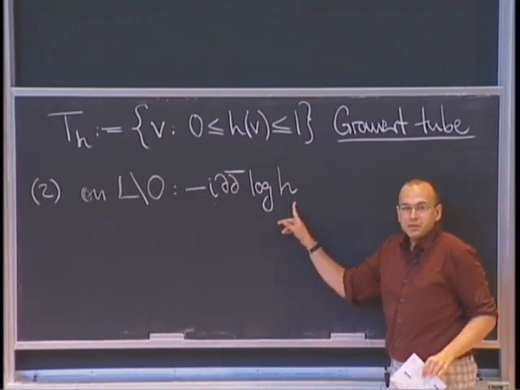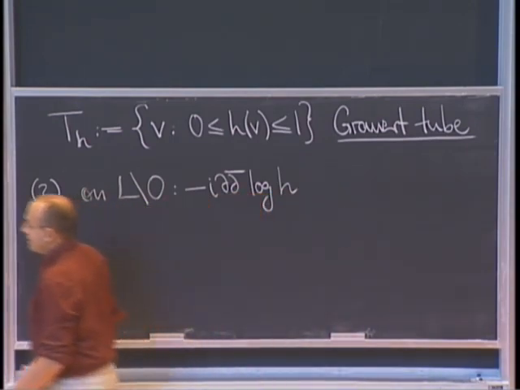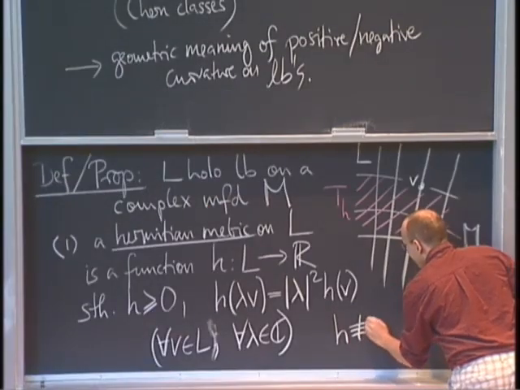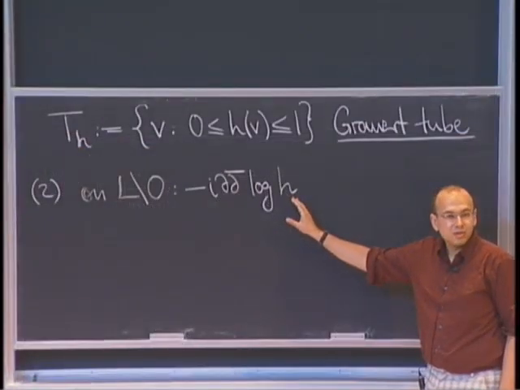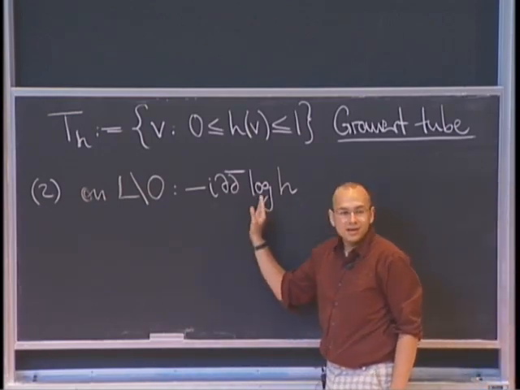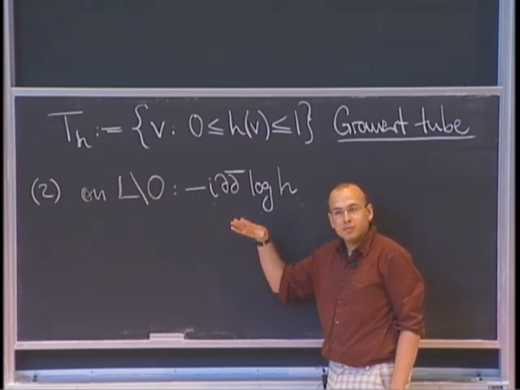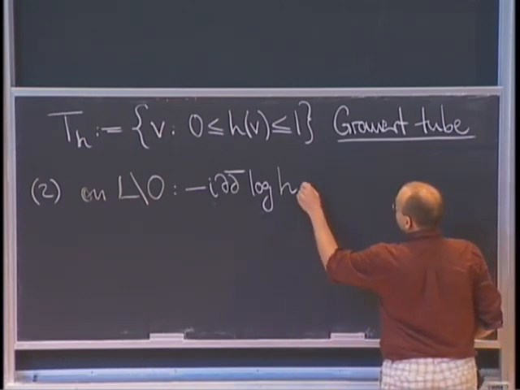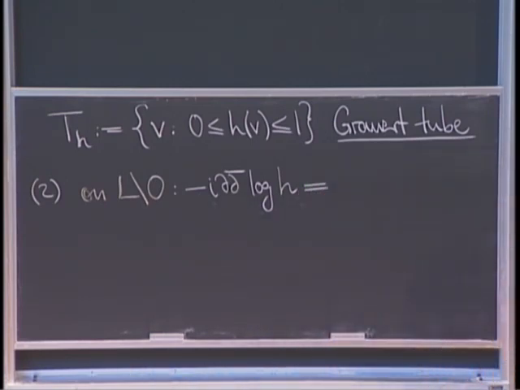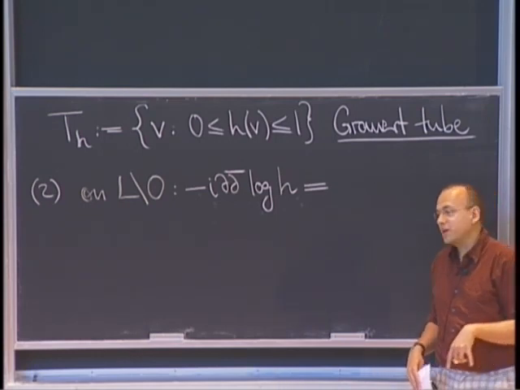So away from the zero section, the Hermitian metric, I don't want it to be identically zero. Away from the zero section, the metric is actually strictly positive, so it makes sense to take log of H and take ∂∂̄ of that. So it's going to be a (1,1)-form on the total space of the line bundle defined away from the zero section. And I'm claiming that it has a particular property. It's defined as a (1,1)-form on the total space, but I'm claiming that it's actually pulled back from the base manifold. So it comes from something downstairs.